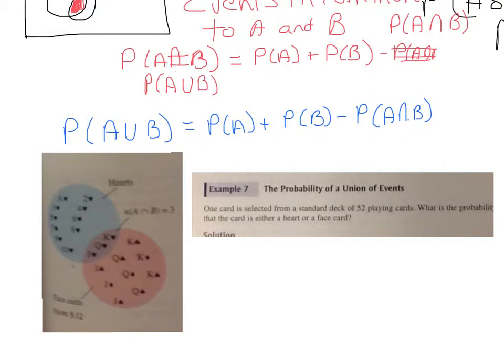So if we want to find the probability of, let's say, a heart. How many hearts are there? 13 out of 52. What's the probability of a face card?